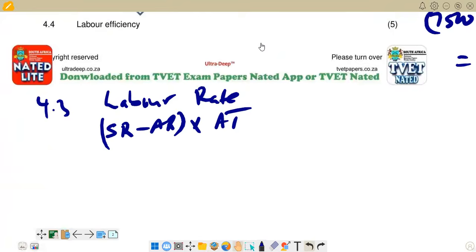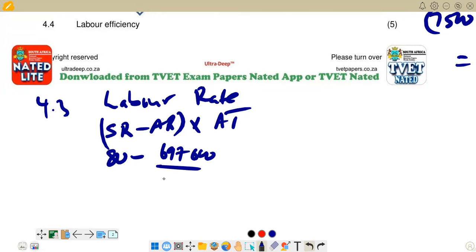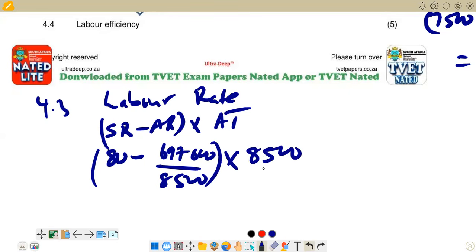So if you come here now, we are just substituting the figures that we were explaining. Standard rate is 80. Then for our actual rate, I remember we said 697,000. Then we divide by the number of hours, which is 8,500. And then we multiply by the actual time, and remember we said the actual time is 8,500. If you simplify 697,000 divided by 8,500, we are going to get 82.